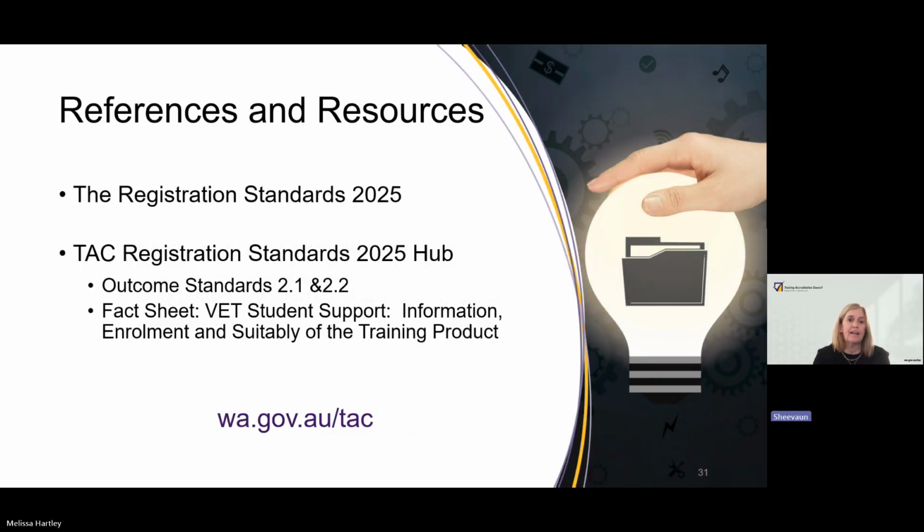Is that it? Okay, so just a couple of things. First of all, your references and resources. You've obviously got the standards. What I do want to highlight is that the fact sheet for this particular webinar is slightly different. It's got a different name from the webinar. The fact sheet is called VET Student Support, Information, Enrolment and Suitability of the Training Product, which for me is all really what standard 2.1 and 2.2 are about.